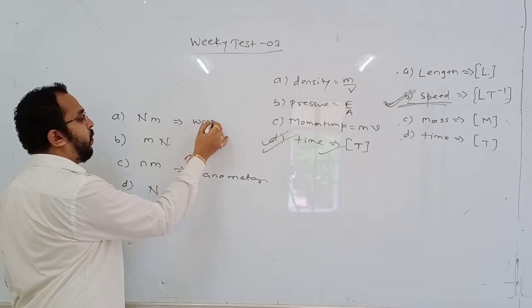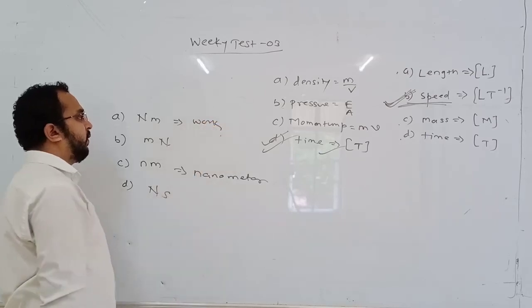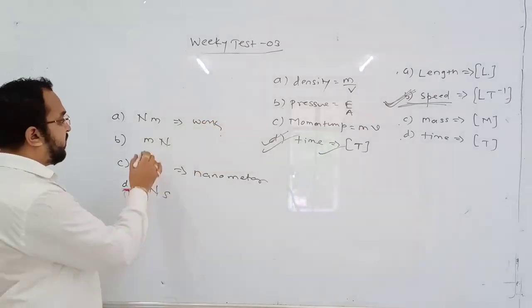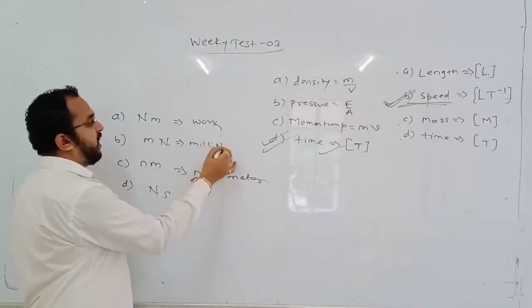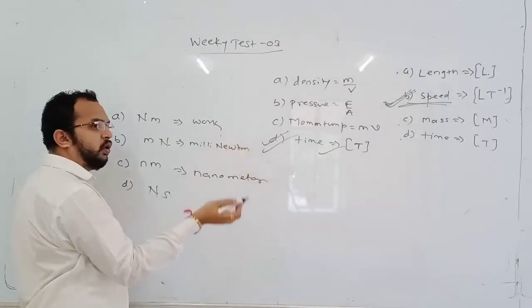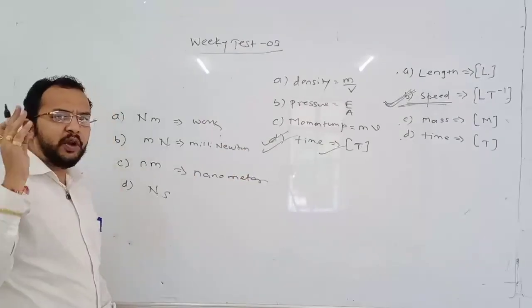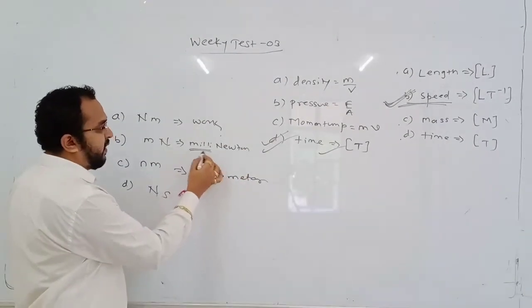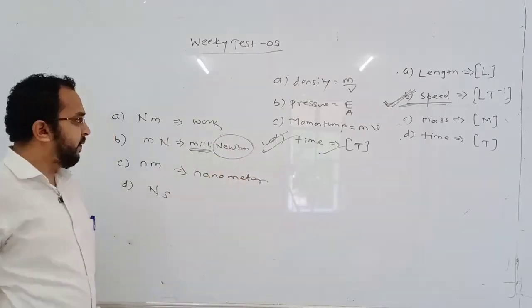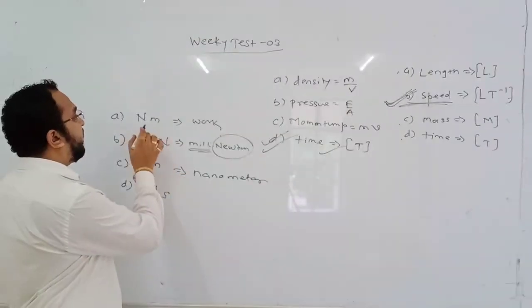This is the unit of work. Newton meter. This is millinewton. Millinewton. Newton, millinewton, decanewton, meganewton, hectanewton. So this milli is a prefix, but the main unit is Newton itself. But here there are two units.